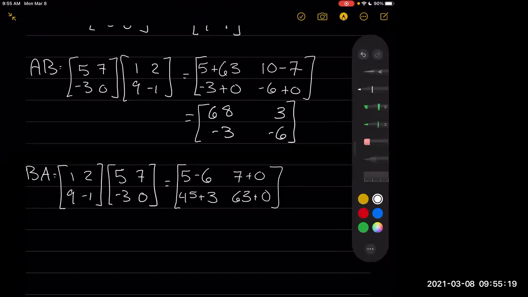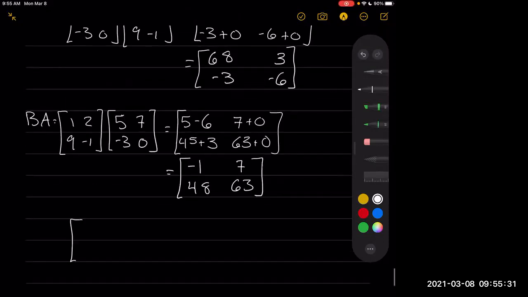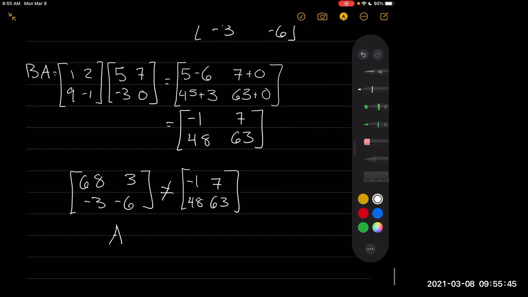All right, and then simplifying this, we get negative 1, 7, 48, 63. And it's pretty clear to see, because the entries are not the same, that AB does not equal BA.